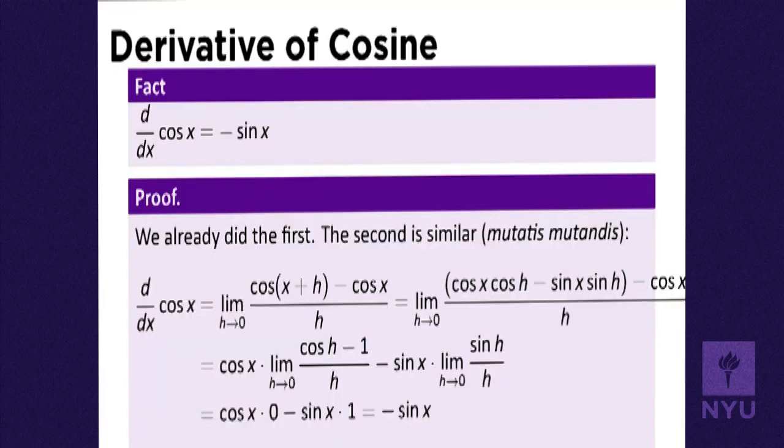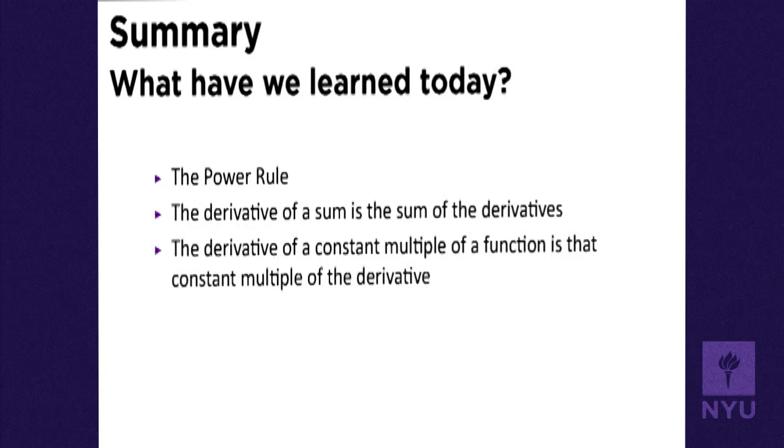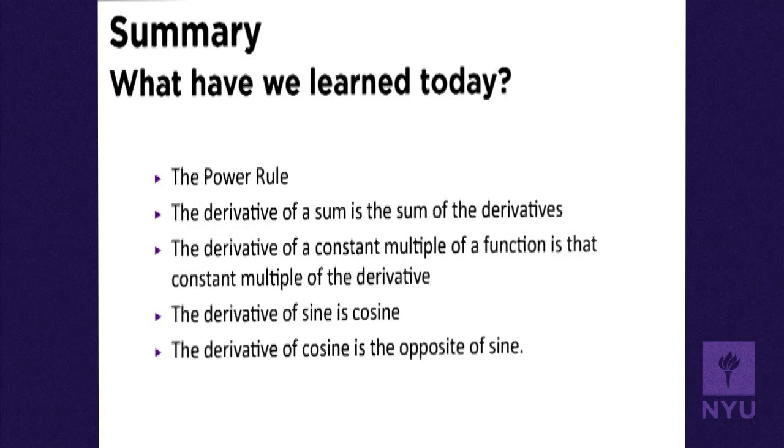All right? Okay, so I threw a lot at you today, and apparently at ultra-high speed, because I'm done a little bit early, but that's good. What have we learned? We've learned the power rule. We've learned the derivative of a sum is the sum of the derivatives. The derivative of a multiple is that multiple of the derivative. The derivative of sine is cosine. The derivative of cosine is the opposite of sine. And now we've increased millionfold the number of functions that we can differentiate easily.